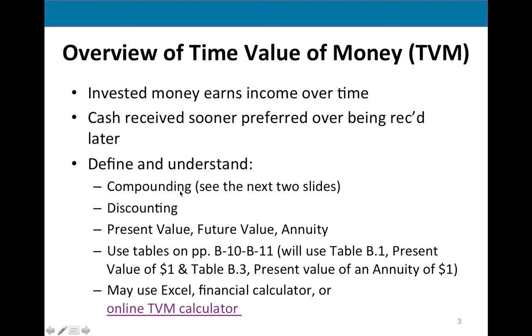Compounding, I will show it to you, and I'll talk more about it in the next two slides. Discounting. So compounding is going from the present to the future. Discounting is when you know the future value or you have some idea of what you need to get from your investment and you're going backwards. So discounting is going from the future to the present. So the concepts are present value today, future value, and annuity.